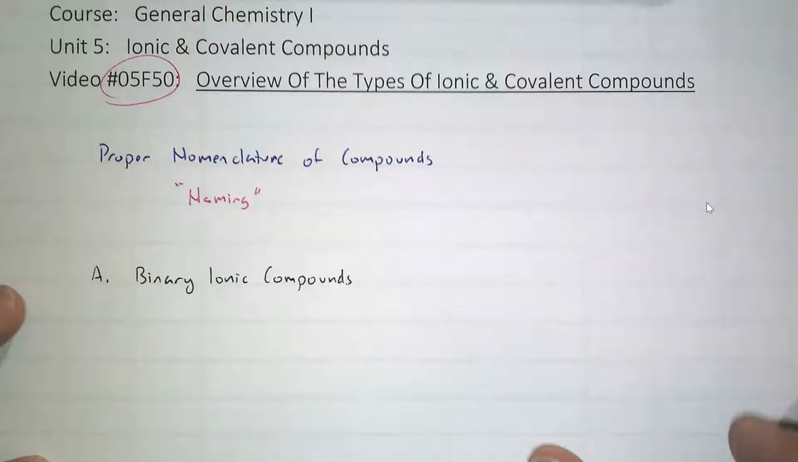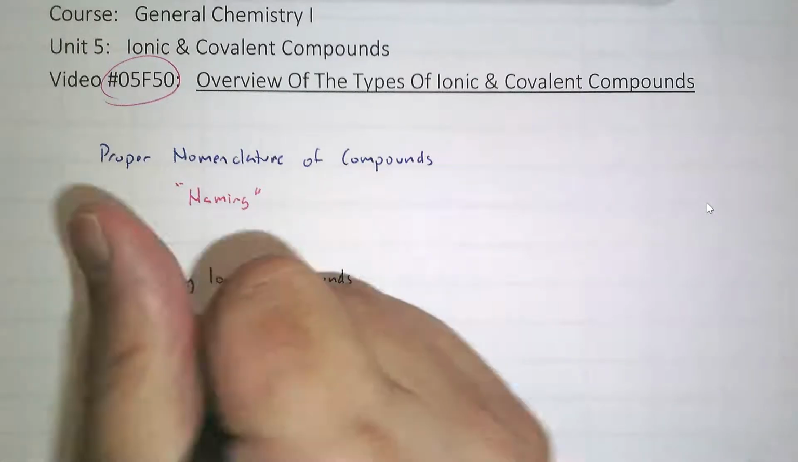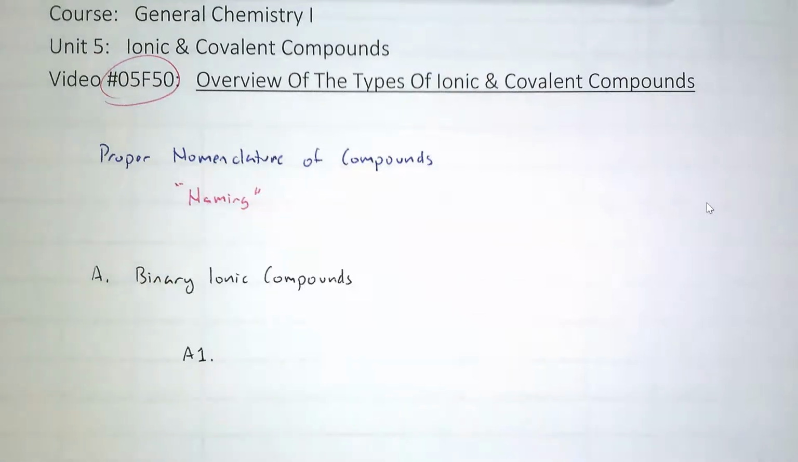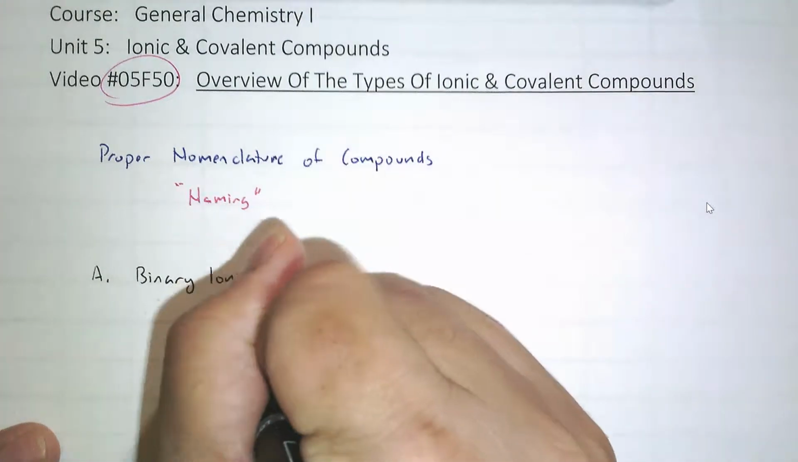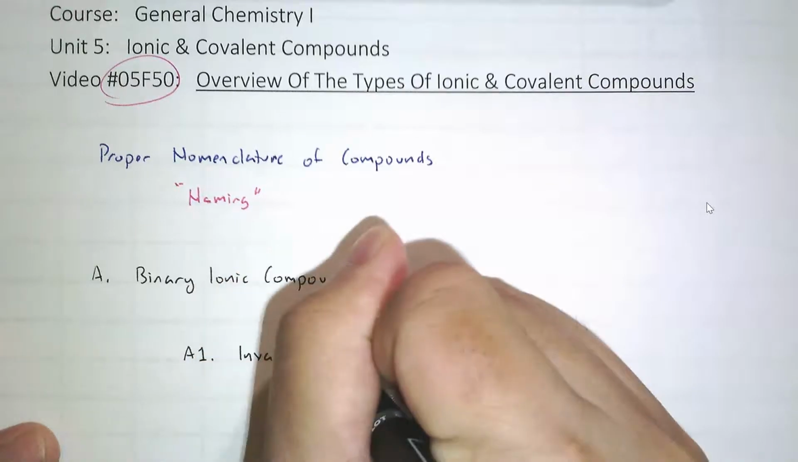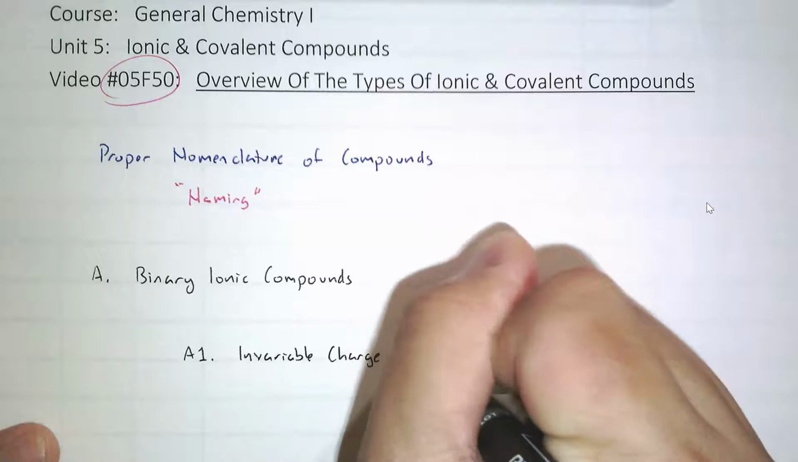Now, you probably know that ionic compounds are compounds that are between ions, and the first ion listed would be the metal ion. But the thing is, there are certain metals, when they become ions, have a specific charge, and we'll call those invariable charged metals. Thus, we have actually two categories of binary ionic compounds. That is A1, which are the binary ionic compounds with invariable charge metals. And that's technically our first category, category A1.